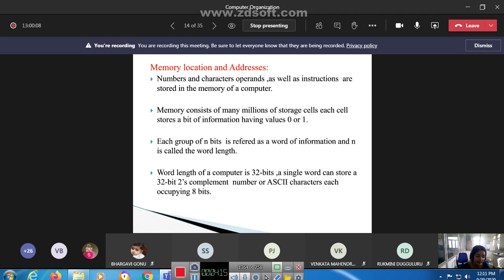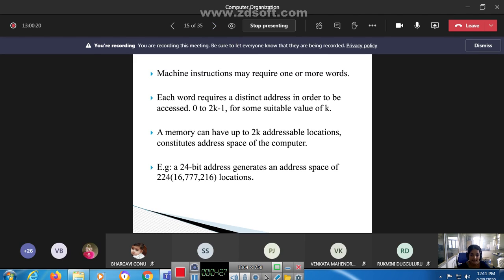For example, a 24-bit address generates an address space of 2 power 24. This is the example. If you calculate 2 power 24, you get 16,777,216 locations. So those are the locations of the memory.